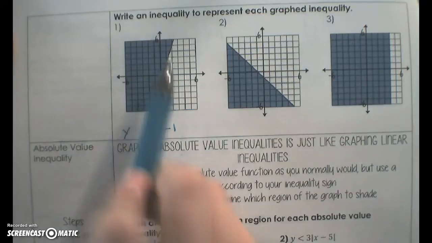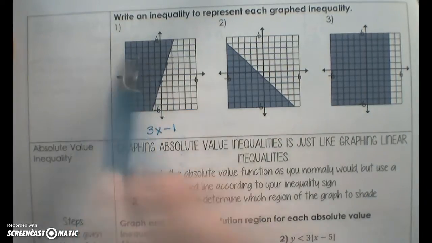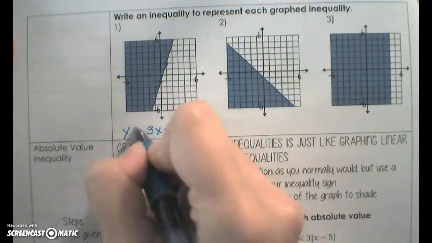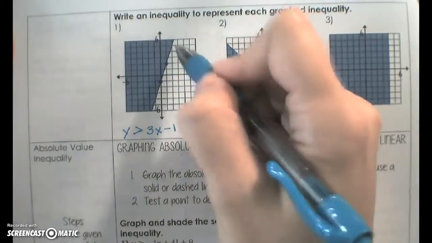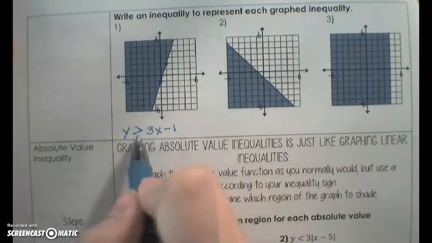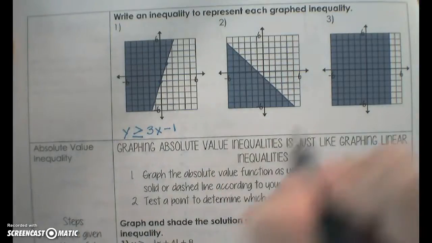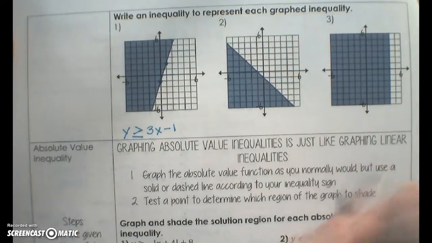Well, we're shading everything that is above this line where we would ride the escalator. So that means we're going to be greater. Now, are we equal to? Yes, because there's a solid line, so we want to put that solid line below. Okay, let's do one more together. I'm going to do number 3 with you, and then have you do number 2 on your own.